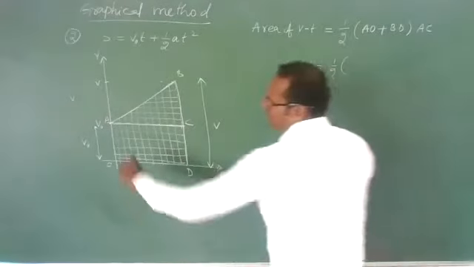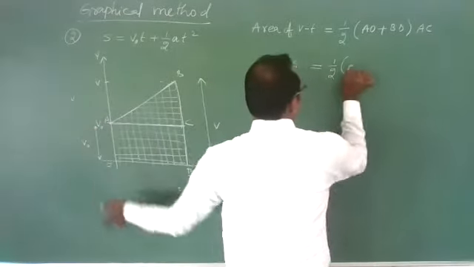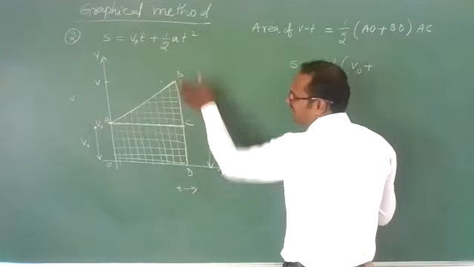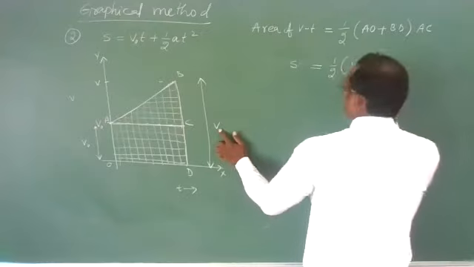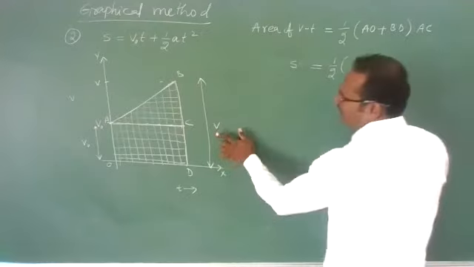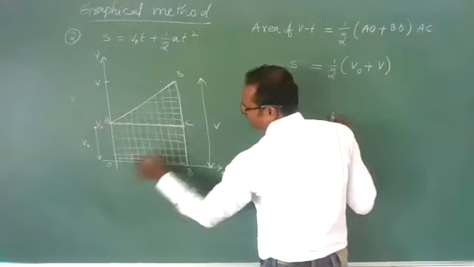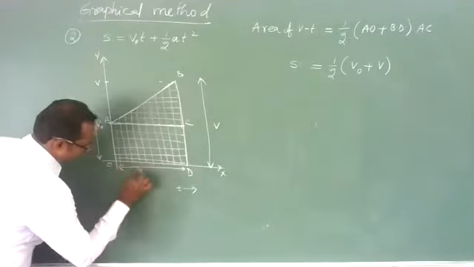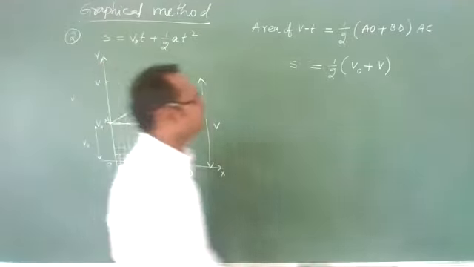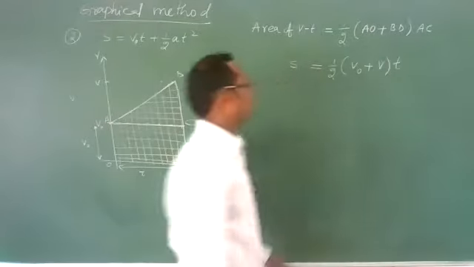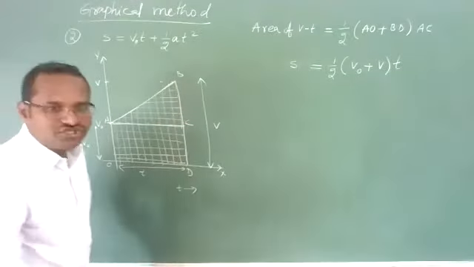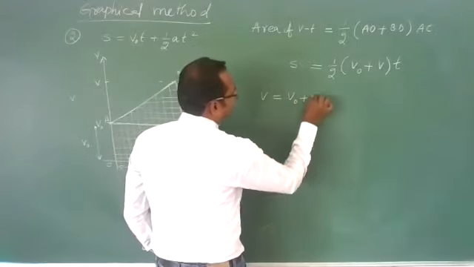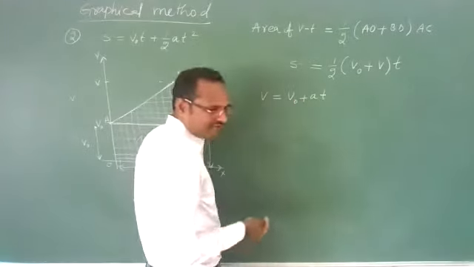What is AO? AO is the initial velocity of the vehicle, V0, plus BD. What is BD? BD is the final velocity of the motion, into AC. What is AC? A to C is the time it is taking to get the velocity, T. Now we have just derived that V is equal to V0 plus AT.